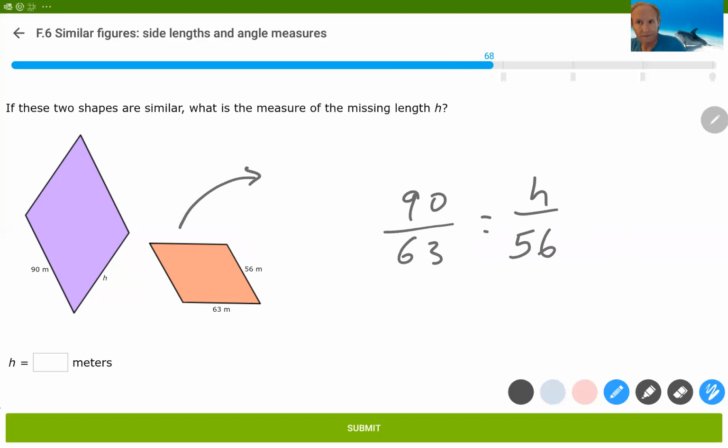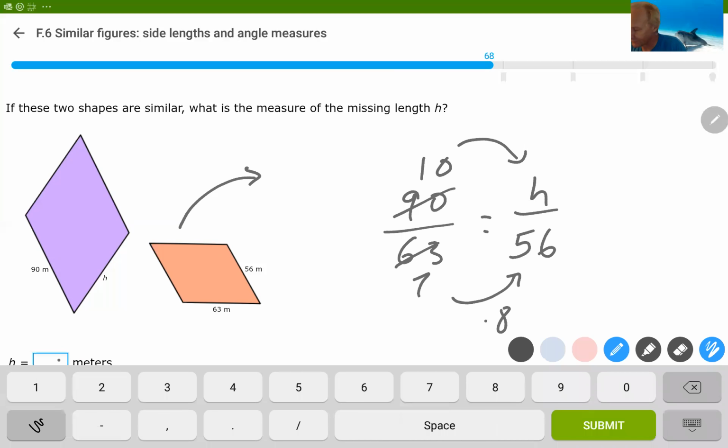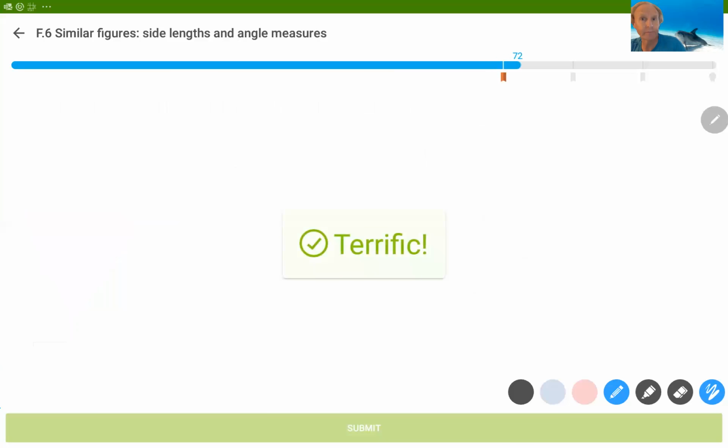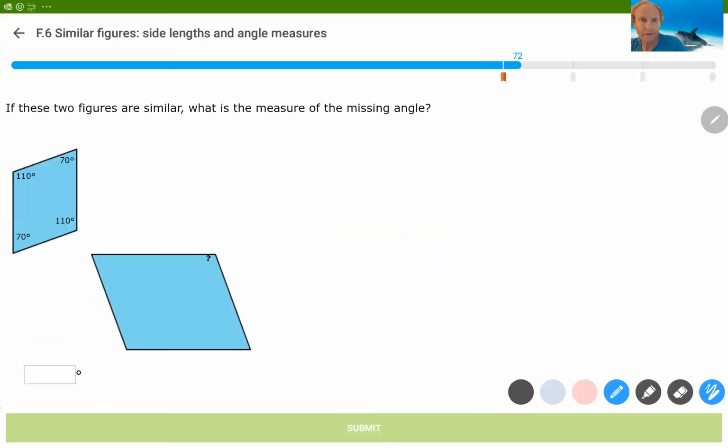And reducing this, I'm going to show you what I'm going to do here. I'm just going to reduce this by dividing by 9. That gives me 10 and 7. Notice that I multiplied by 8 to get to here. So if I multiply by 8, I get 80. It's just a way of simplifying it a little bit faster rather than doing the cross multiplying and the simplifying.